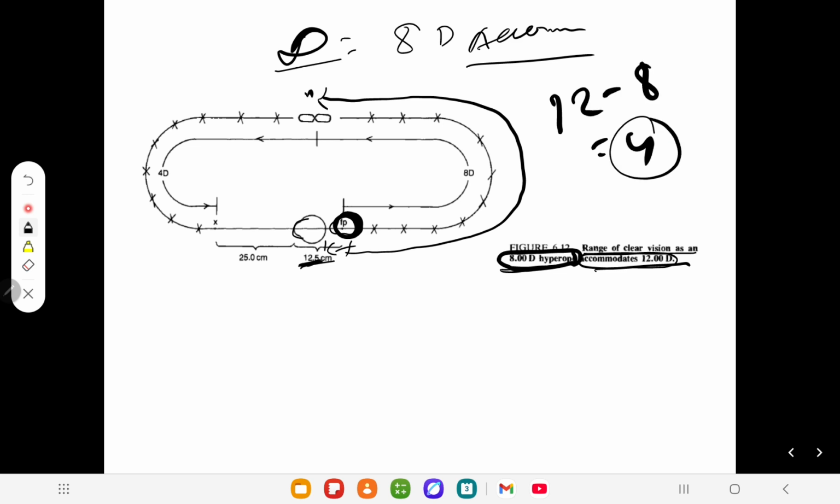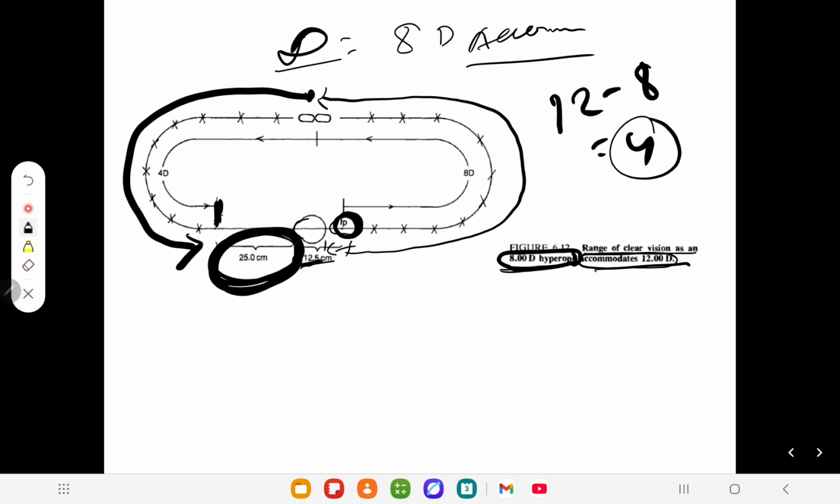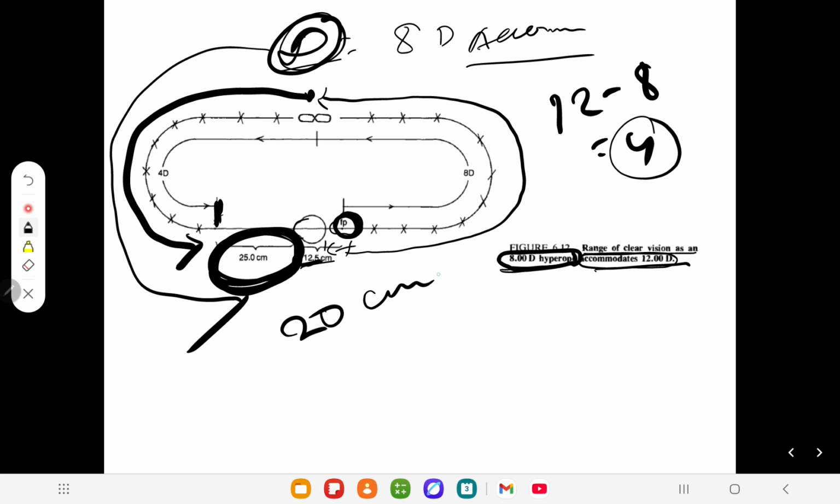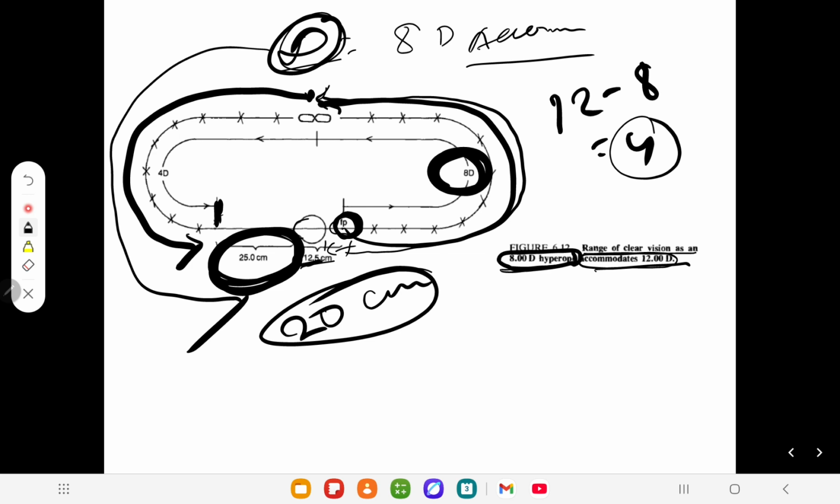So he can accommodate now 4 diopter to get clear vision up to here. And what is 4 diopter? 4 diopter means inverse of 25 centimeter. So the patient can see infinity and up to 25 centimeter. But if you put the object at 20 centimeter, he can't see because his complete accommodation is used and it's impossible. But you have to understand, he stretches this far point to infinity with the help of this 8 diopter of accommodation.